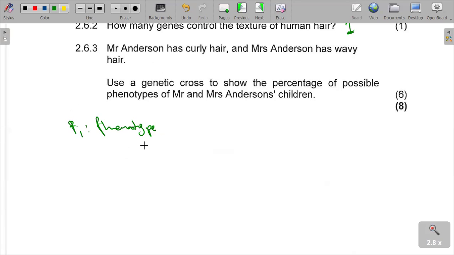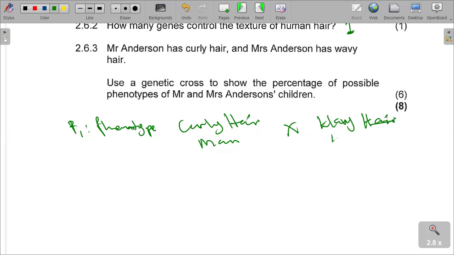So we are saying curly hair man marries a wavy hair woman. And then we say genotype, the genes that represent that.